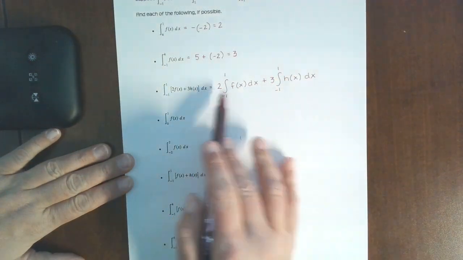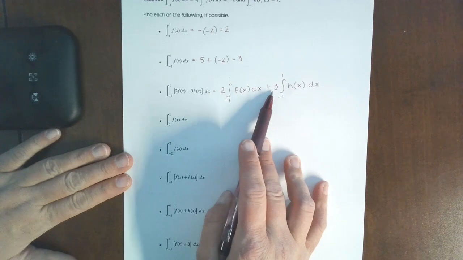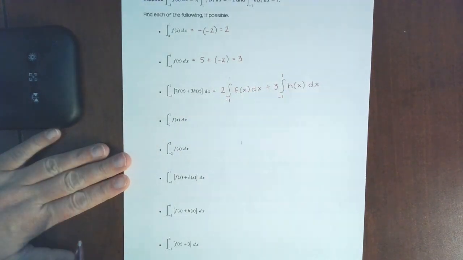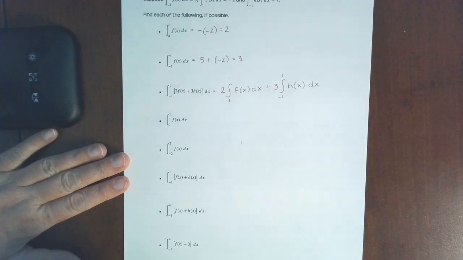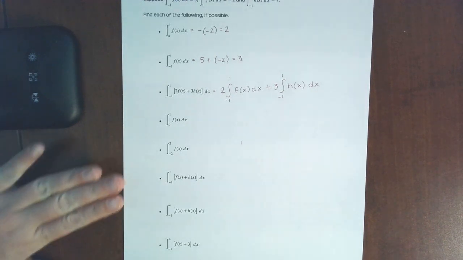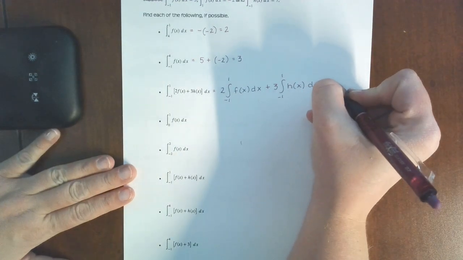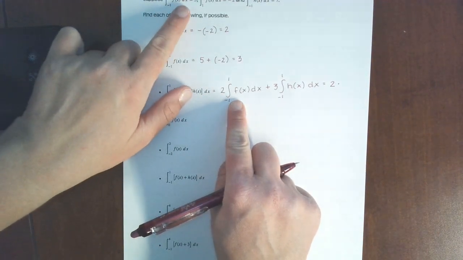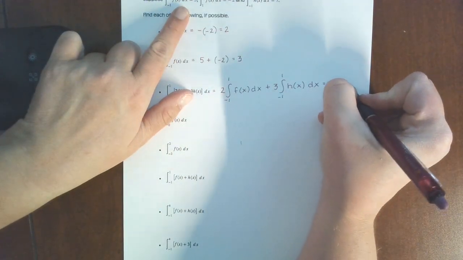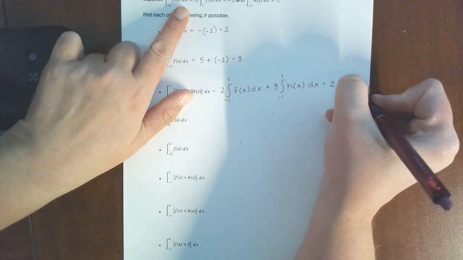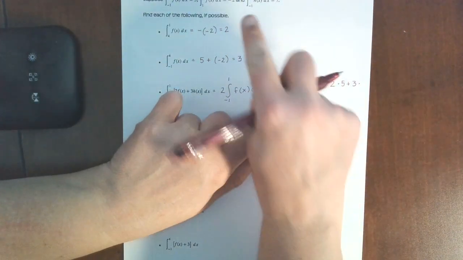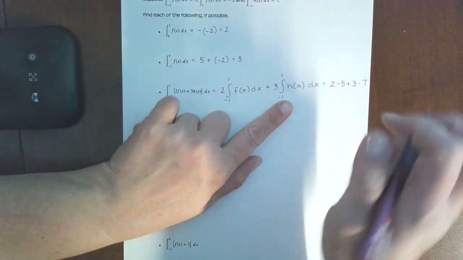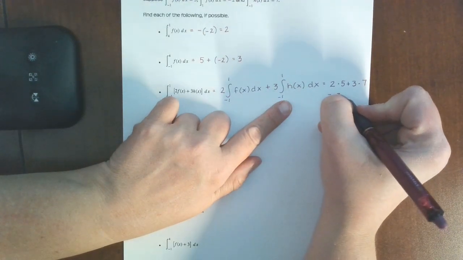So I pulled the 2 and the 3 out using the constant multiple rule, and I separated into 2 separate integrals using the addition and subtraction rule, or the sum difference rule. I forgot what it was called. But so I'm just going to go 2 times this integral, which from up here is 5, plus 3 times this integral, which is 7. And so I have 10 plus 21, so I would say my answer here is 31.